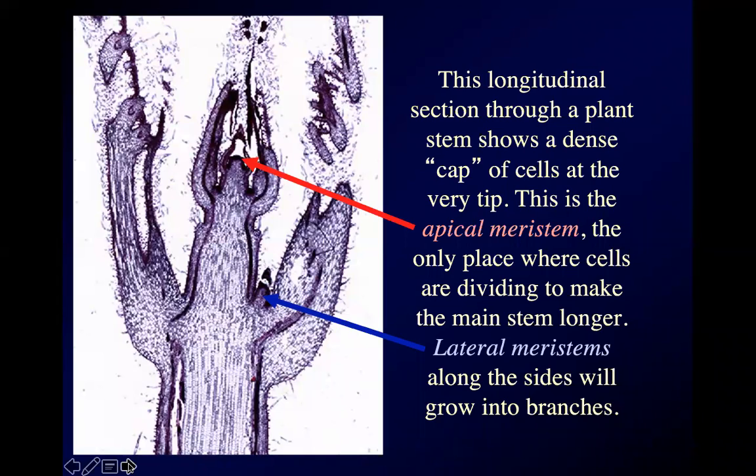And these zones where you have cells that are actively dividing in a plant are called the meristems. The apical meristem is at the tip of a branch, and the lateral meristems are along the sides, and those will grow into new branches. Incidentally, if you cut off the apical meristem, the lateral meristems will start growing, which is why you prune.